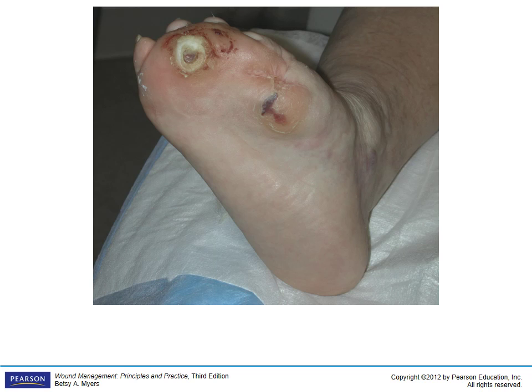metatarsals. So you would need to debride that off. You also see a lot of callus around there. This is what I was talking about with neuropathic wounds. You see a lot of callus formation.